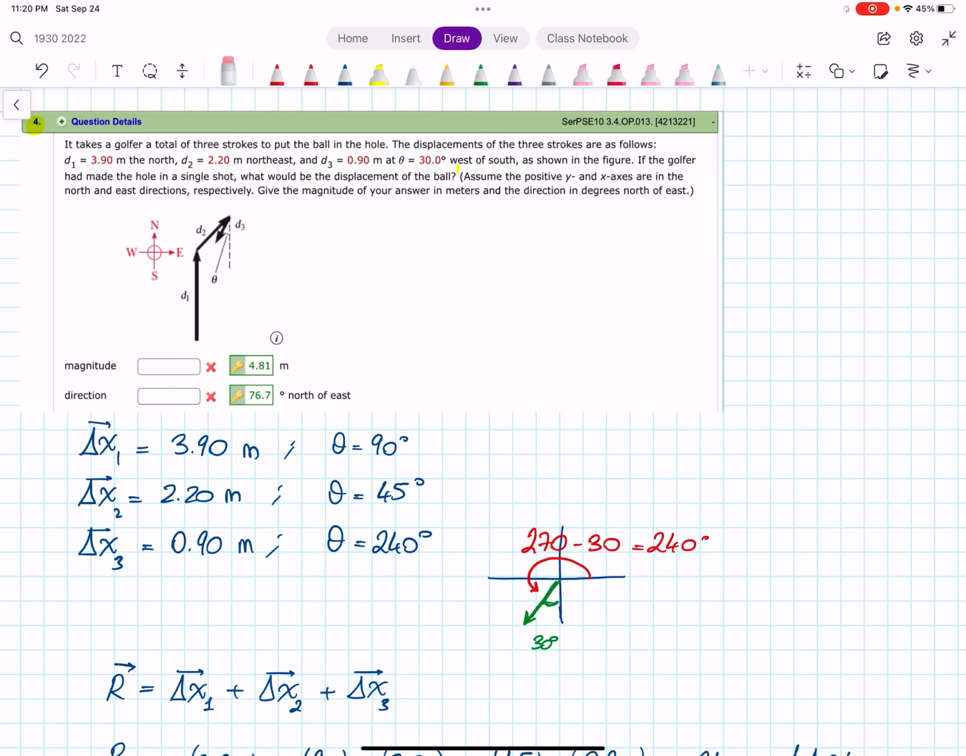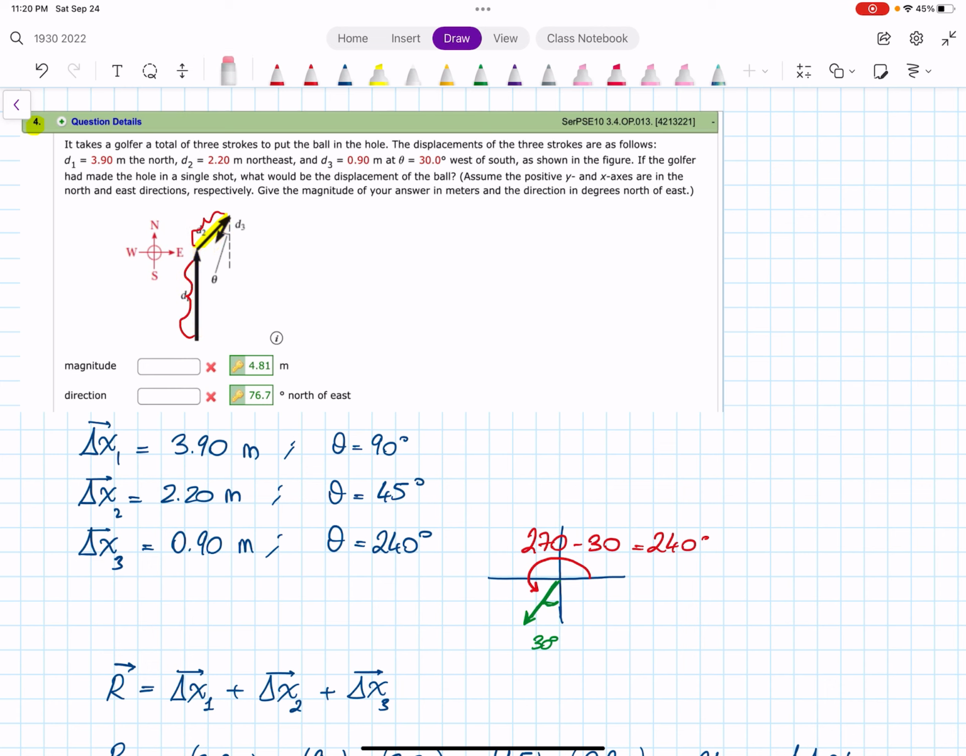So everybody, the problem gives you, write down the given information, 3 displacement vectors of the ball. So it goes in the north direction, then it goes northeast, and then 30 degrees west of south, which we will come to in a second, right? So the ball undergoes 3 displacement vectors.